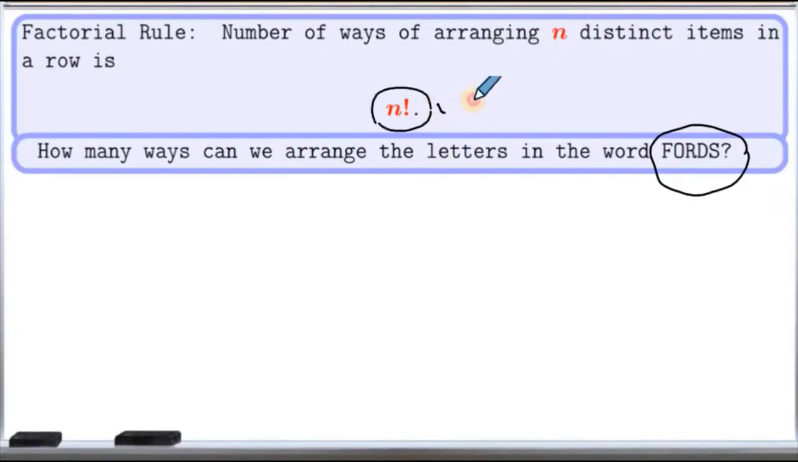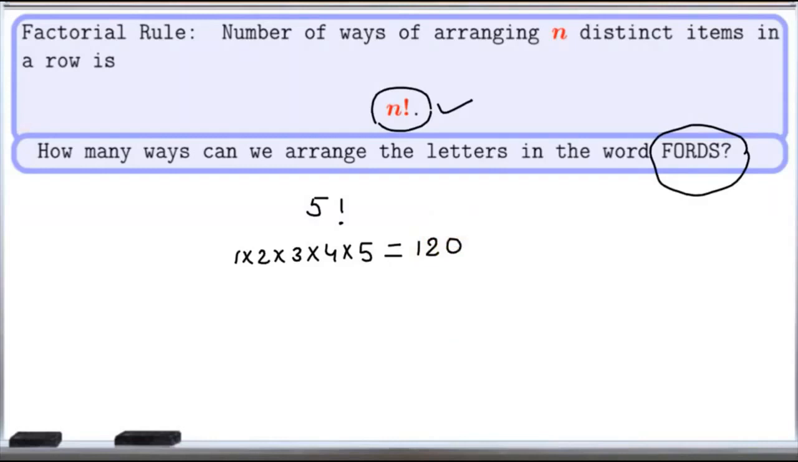It is n factorial. N in this case is 5 because we are arranging 5 letters, so it is 5 factorial. So the 5 factorial comes out to be 1 times 2 times 3 times 4 times 5. 5 factorial means product of numbers from 1 to 5. So this is equal to 120.